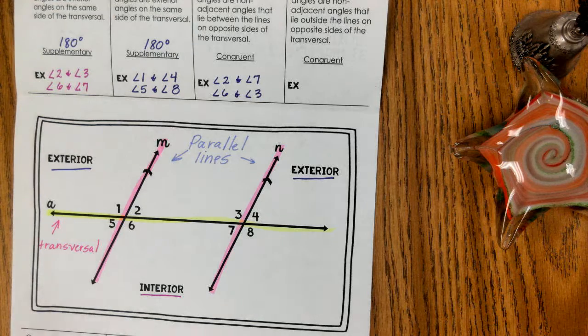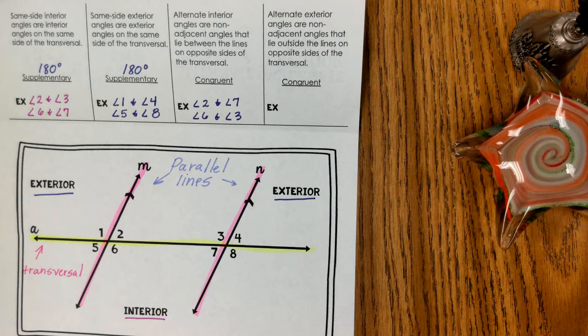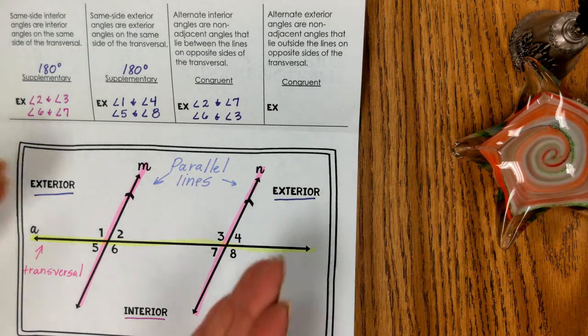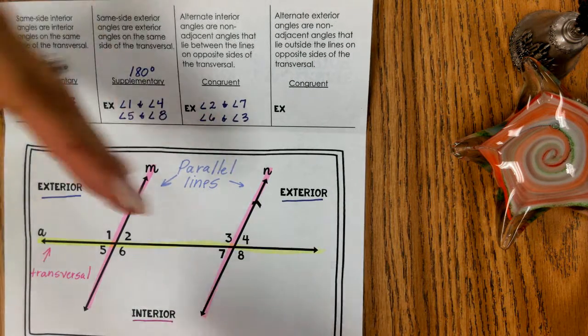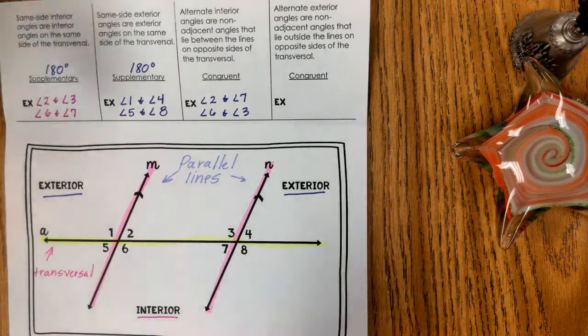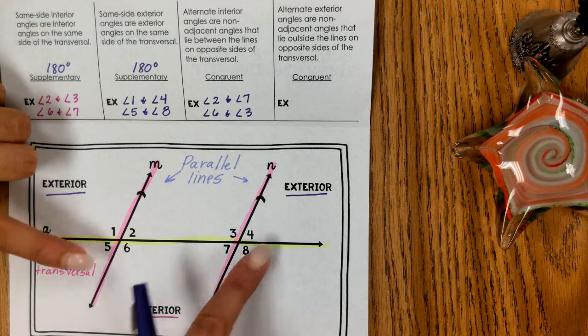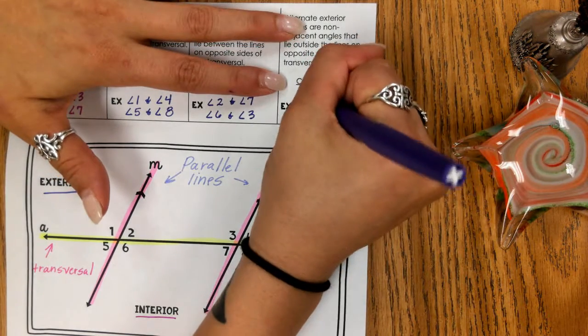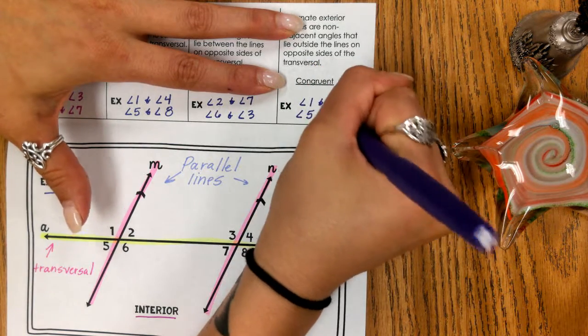Okay, so these angles are going to be congruent. These two are going to be congruent. These two are going to be congruent. So remember that. Alright, and then we have alternate exterior angles, okay, on the outside. Exteriors are going to be out here, and they're going to be on opposite sides of the transversal. So that's going to be 1 and 8, and what else? 5 and 4, very good. So angle 1, angle 8, angle 5, and angle 4.